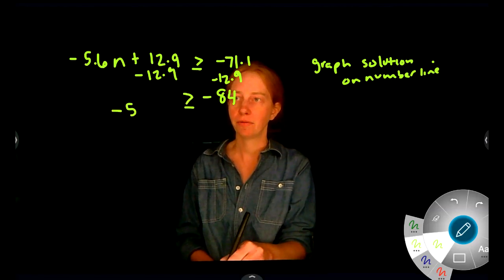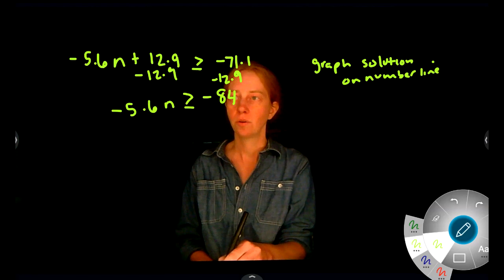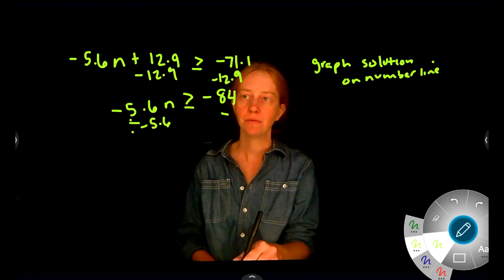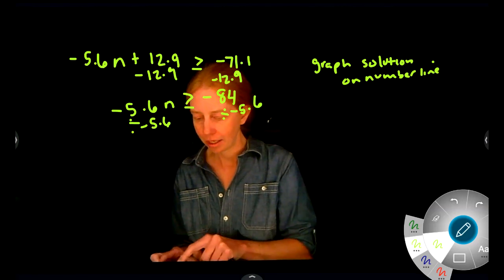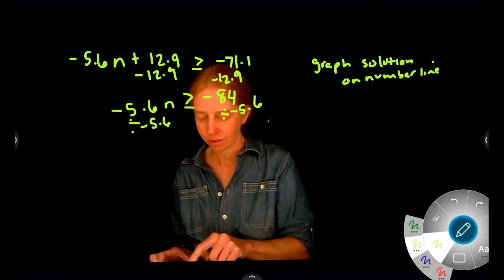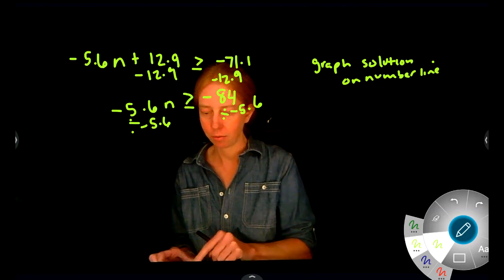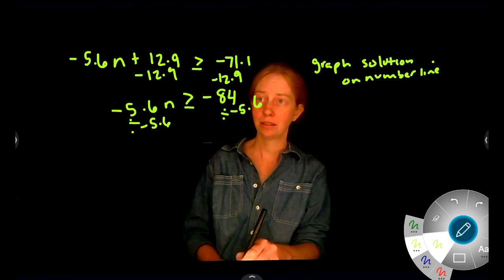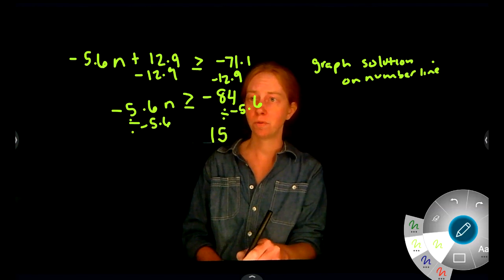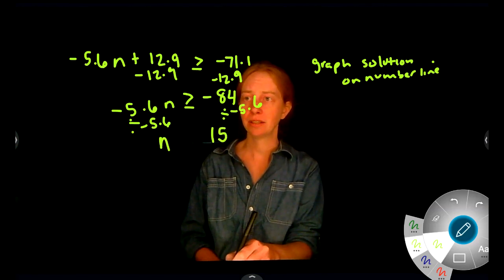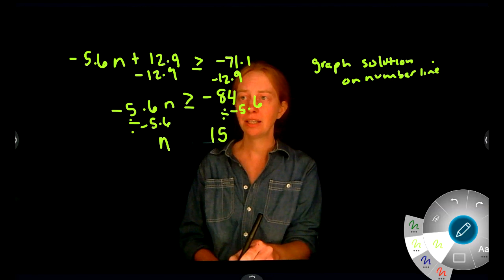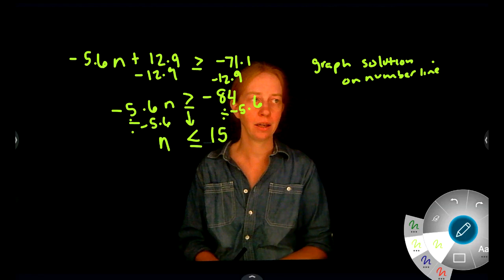And then -5.6n. So now I'm going to divide by -5.6, divide by -5.6. So -84 divided by -5.6 is a nice clean number. It's 15. It's beautiful. I love it. We have n on this side. And what we do to this sign is we flip it. So now we have a less than or equal sign.